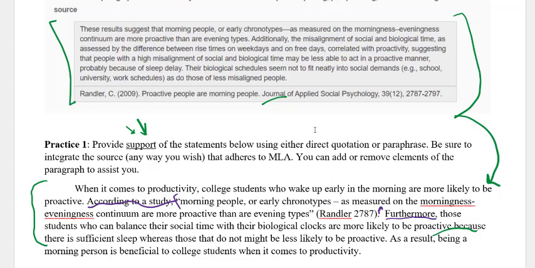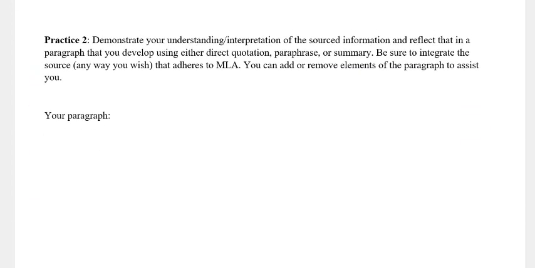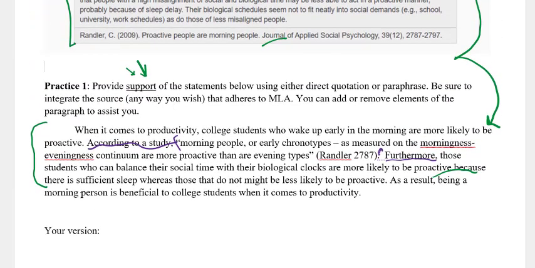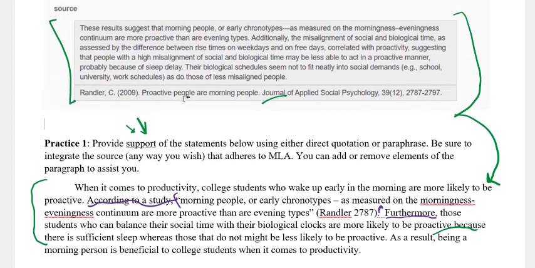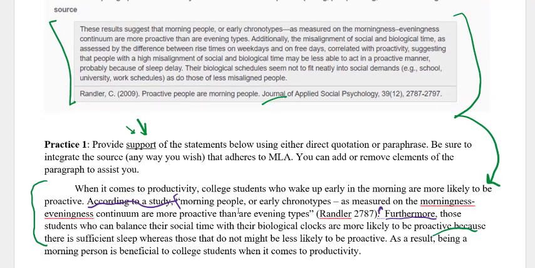Now in the other one, it's asking you to demonstrate your understanding and interpretation. So understanding and interpretation of source information is different than trying to support it. So you'll need to use, once again, the information from up here. Okay. And so where would you add how you understand something and combine it with here? So this could potentially happen where it says suggesting, additionally, or just suggest that morning people. You can paraphrase this. That might be a good example.